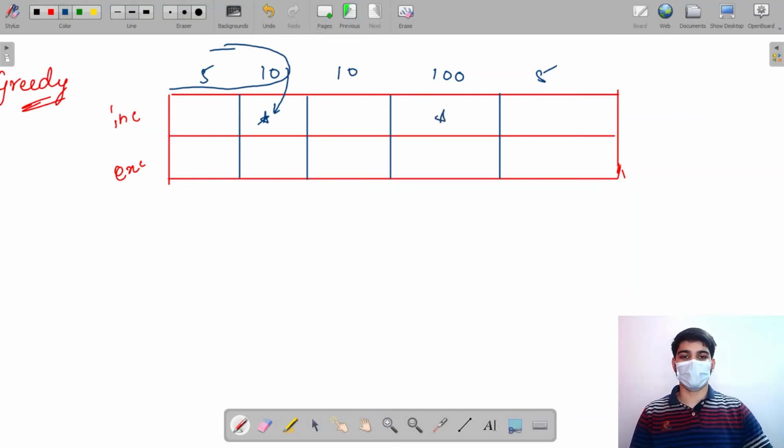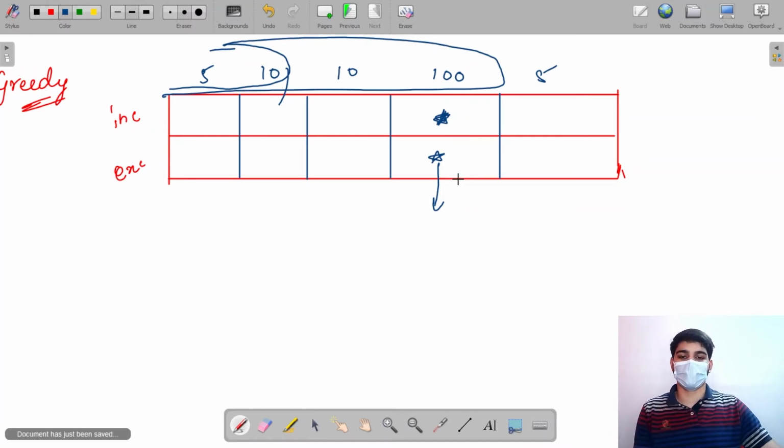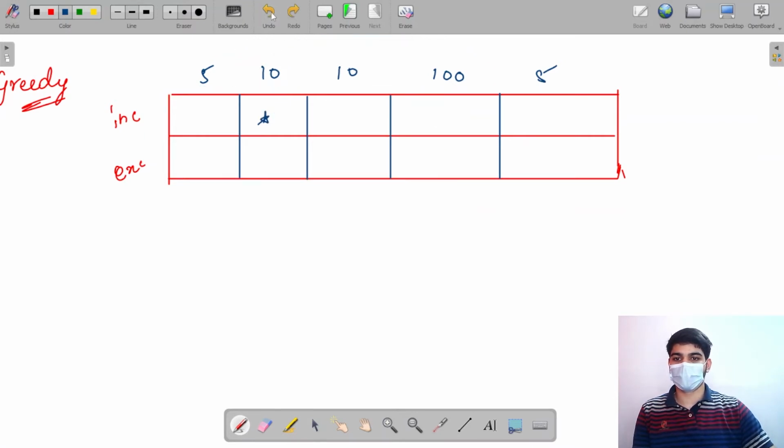Again, if we think about this particular point, it means that till here, using 5, 10, 10, 100, what is the maximum sum that a subset could generate such that 100 is included? And this point would represent what is the maximum sum a subset using all of these elements till 100 can generate such that 100 is excluded from that subset. So 100 included, 100 excluded.